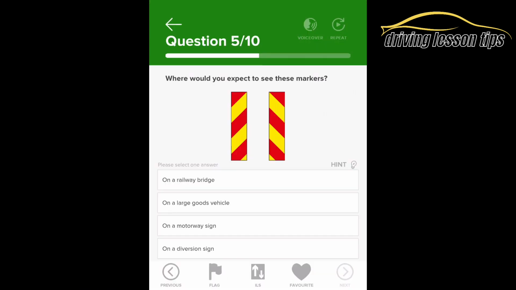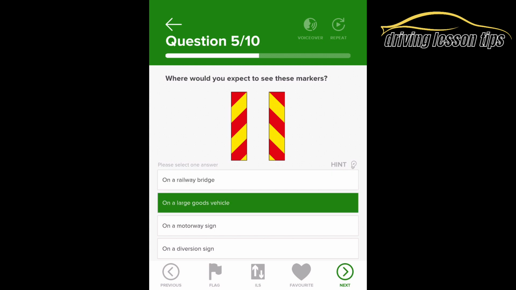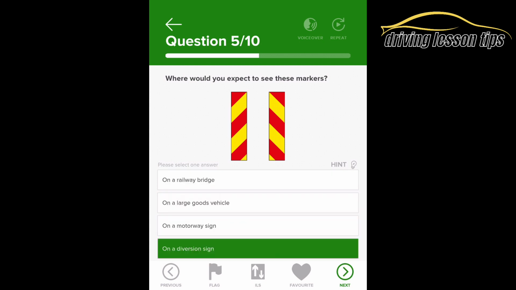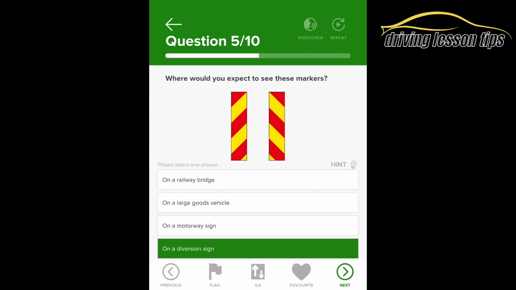Next question. Where would you expect to see these markers? On a railroad bridge, on a large goods vehicle, on a motorway sign, or on a diversion sign? Okay, again, if it's confusing, let's look at the hint. These markers must be fitted to vehicles over 13 meters long. Large goods vehicles and rubbish skips placed on the road. They're reflective to make them easier to see in the dark. So we know it's going to be on a vehicle. Normally really long lorries as well.